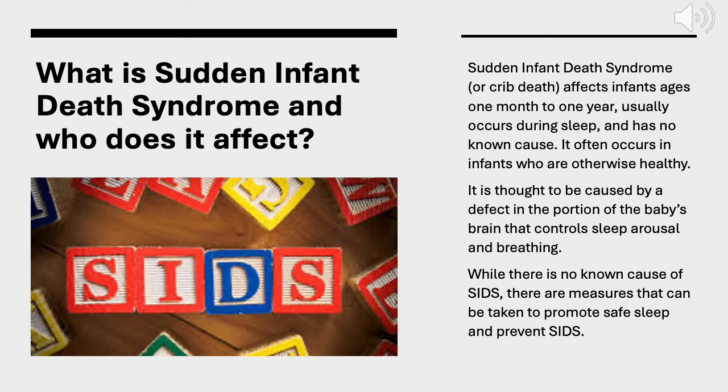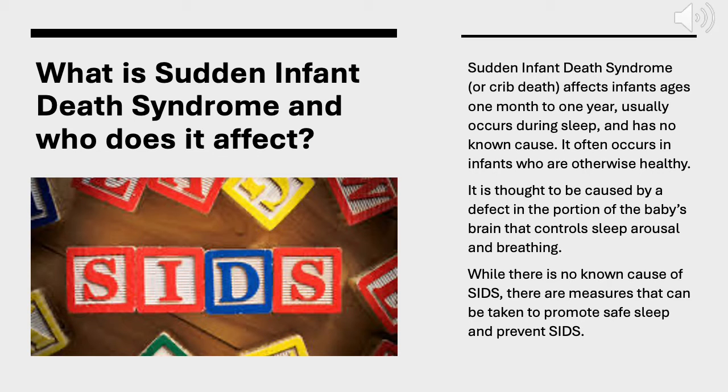Let us first discuss what sudden infant death syndrome is and who it affects. Sudden infant death syndrome, or crib death, affects approximately 1 out of every 1,000 infants between the age of 1 month to 1 year old. It usually occurs in infants who seem otherwise healthy, and it occurs during their sleep.